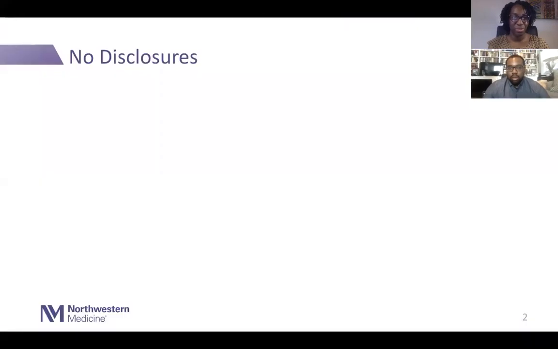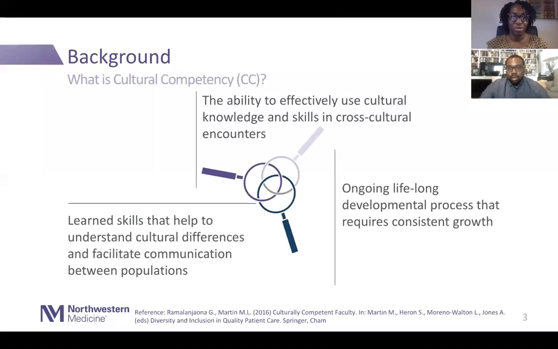We have no disclosures. Cultural competency is defined as the ability to effectively use cultural knowledge and skills in cross-cultural encounters. It truly is a learned skill that helps us to understand our patients' backgrounds so that we can better understand where they're coming from and address their needs.